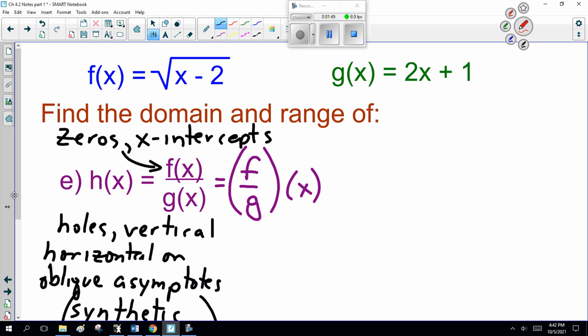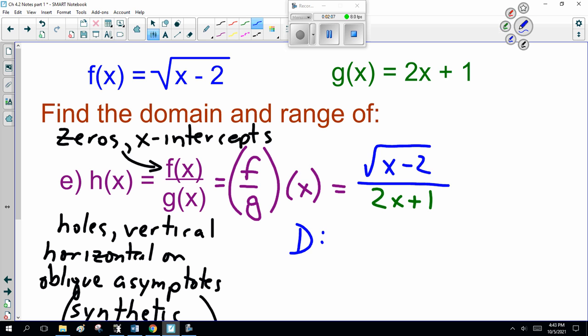So, this f of x over g of x is the square root of x minus 2 divided by 2x plus 1. Now, right off the bat, domain, x is greater than or equal to 2. That's a restriction on the original function. Now, here, the other restriction, you've got to think about it for a minute. g of x, or 2x plus 1, cannot equal 0.